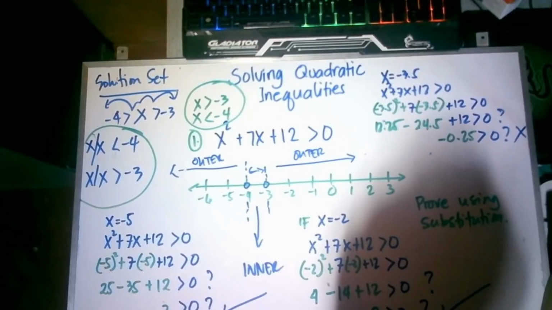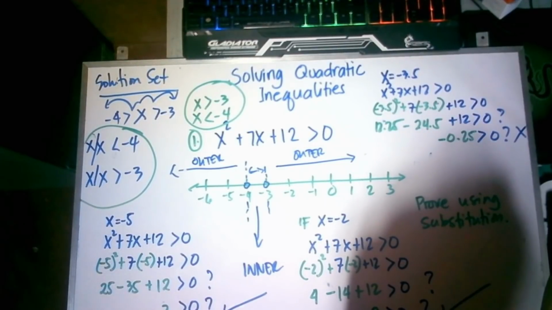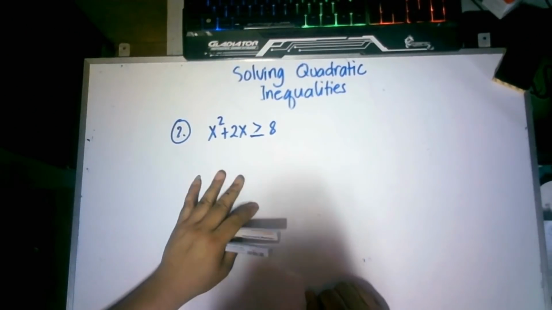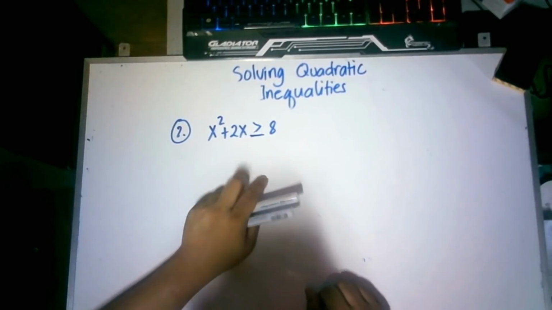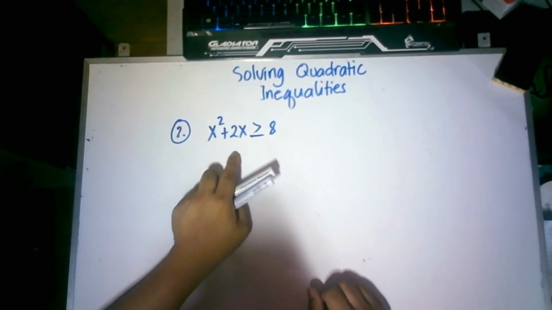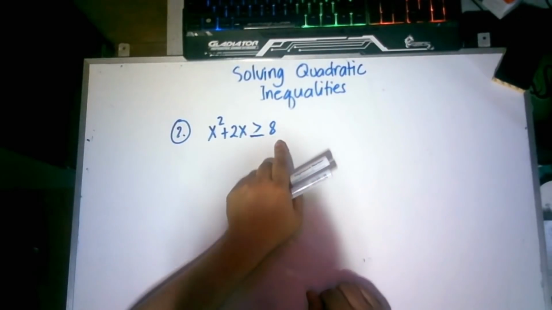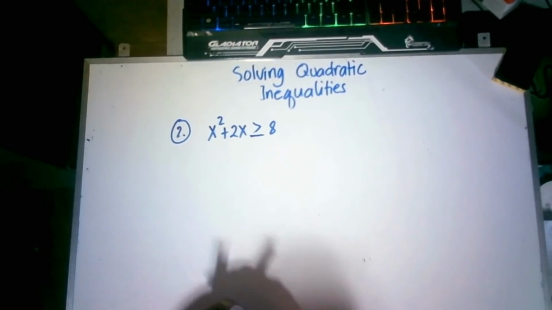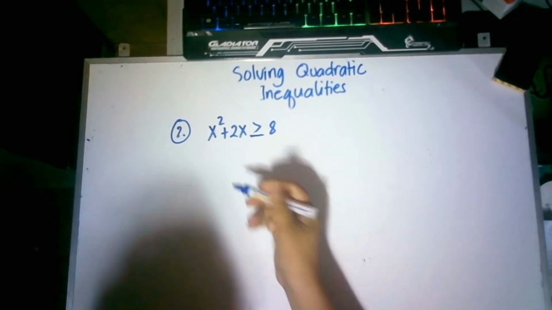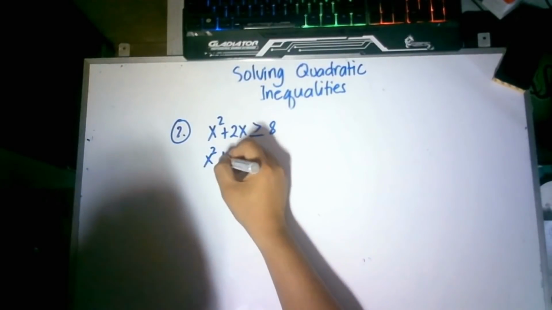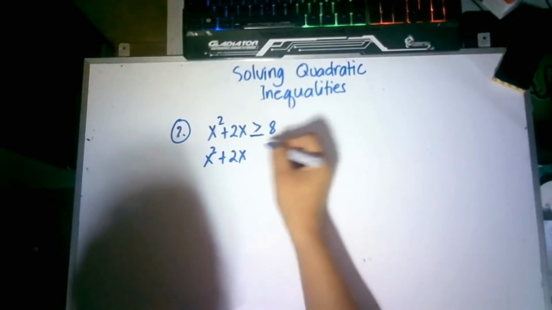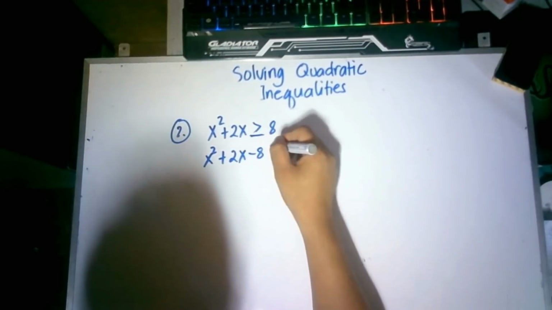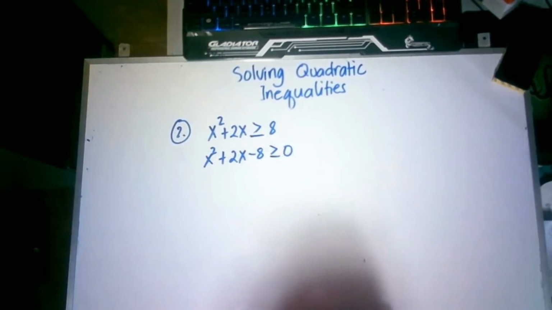Let's have another example. Let us have this one: x squared plus 2x greater than or equal to 8. What values of x will make this greater than or equal to 8? What is the first step? The first step is to make this into standard form: x squared plus 2x minus 8 greater than or equal to 0.